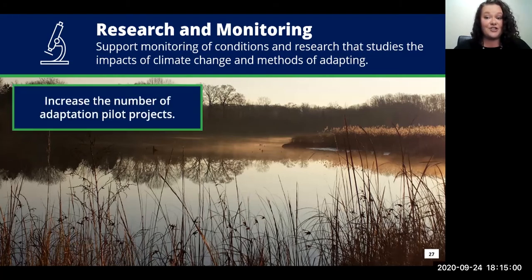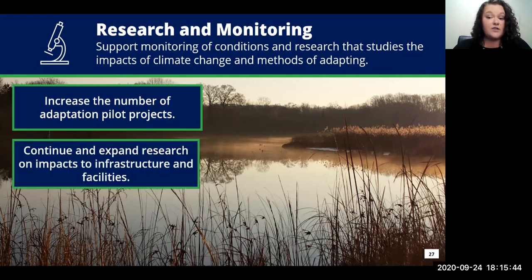The first action is to increase the number of adaptation pilot studies to test various adaptation practices before recommending their large-scale implementation. An example is the installation of living shorelines, which are an alternate to traditional hardened shorelines to protect against erosion. These shorelines help to provide habitat for local species and may be more resilient to sea level rise. By installing them at a variety of sites that represent different levels of wave energy, sediment types, and water level, we can test their suitability for use by property owners as an alternate measure to protect against sea level rise.